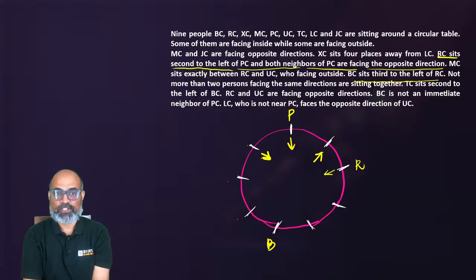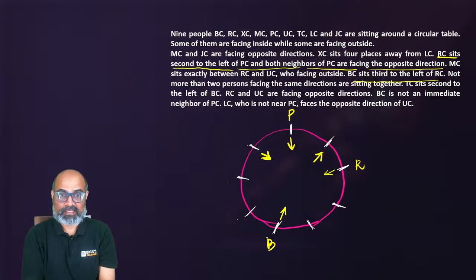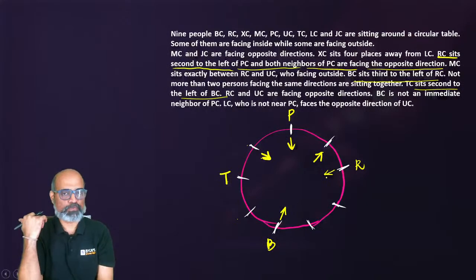T sits second to the left of B. So this is B, and second to the left of B could be in any direction depending upon where B is facing. Again, I'm going to assume B is facing inwards to make it easier on me. So this is where T is supposed to sit, second to the left. R and U are facing opposite directions. So R is facing inwards, U must be facing outwards.